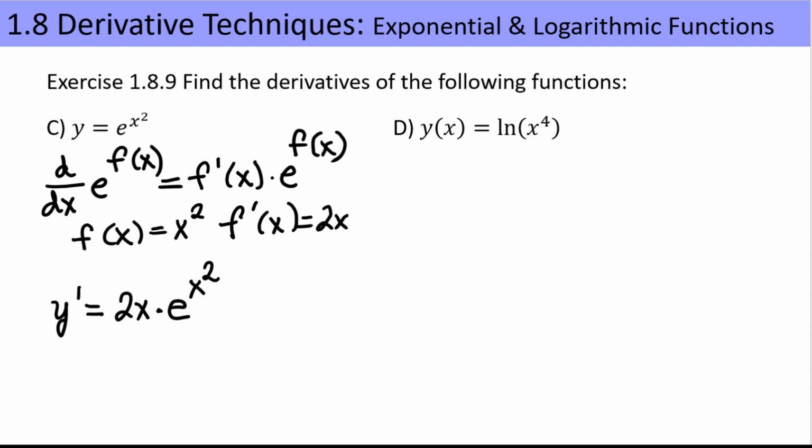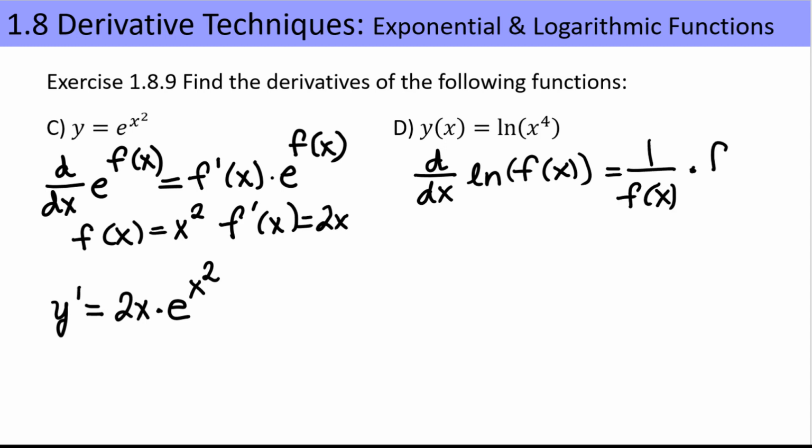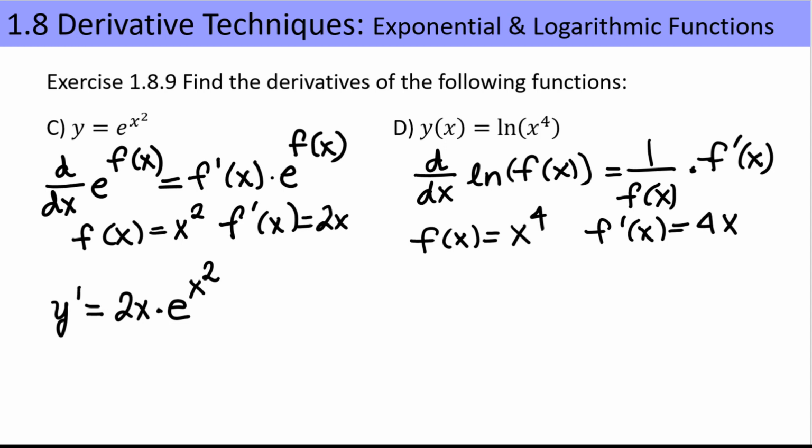I'm going to write that differentiation property again. That is d dx of the natural log of f of x is equal to 1 over f of x times the derivative of f of x. So in this problem, we will identify the function f of x, that's the argument inside, as x to the 4th. Then the derivative of x to the 4th would be 4x cubed.